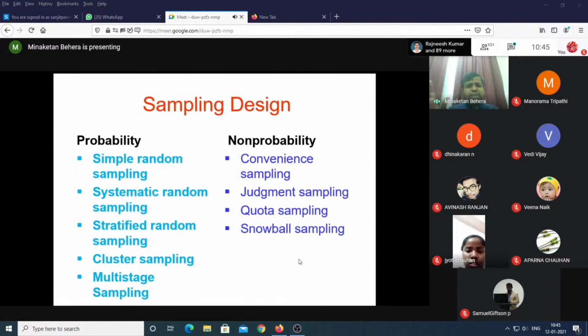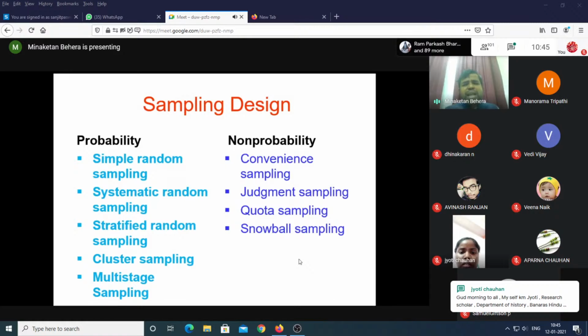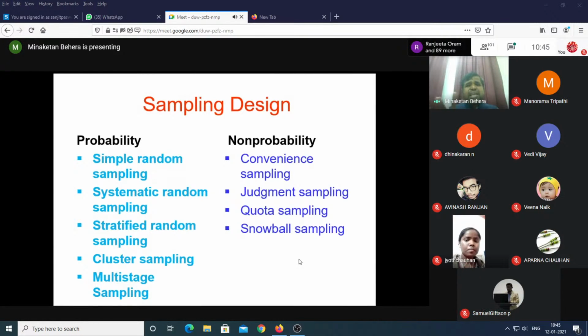If you go for sociology students or anthropology students, in most of the case studies you will find they are using this purposive sampling. They are using this judgment sampling.